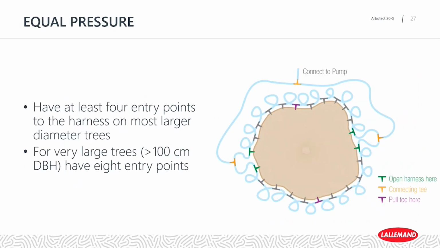As we're installing the tubing harness, we want to make sure that we have equal pressure around the tree so that we get even distribution of the product around the whole tree, around the whole crown. So for most trees, we can do that with two entry points, like we see here in orange, opposite from one another. But for trees over 100 centimeters in diameter, we recommend creating even more secondary tubings from your secondary tubes so that you have 8 entry points, which will make sure that every part of the tree is getting equal amounts of solution.